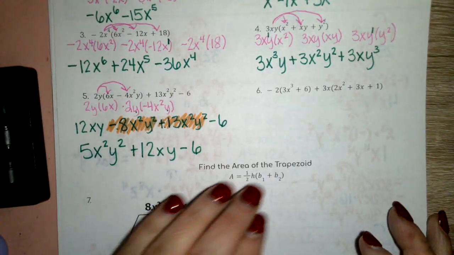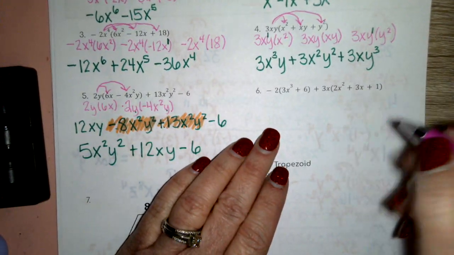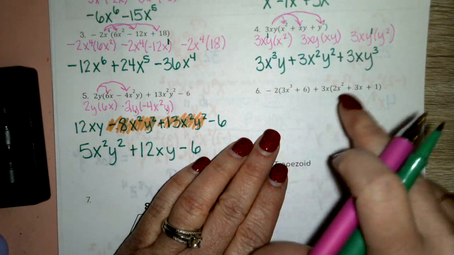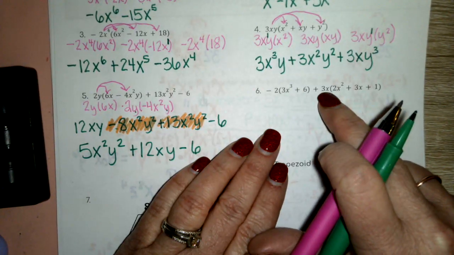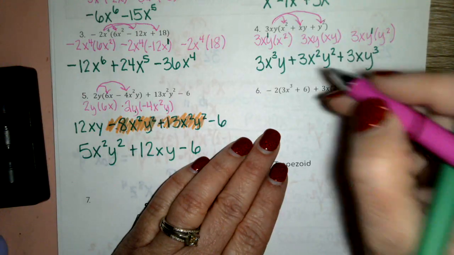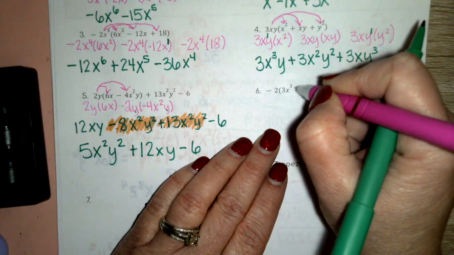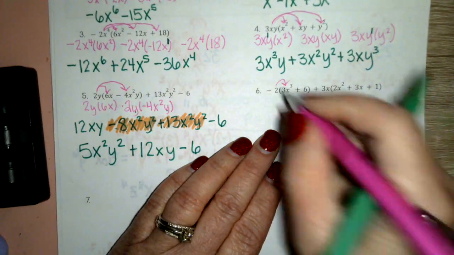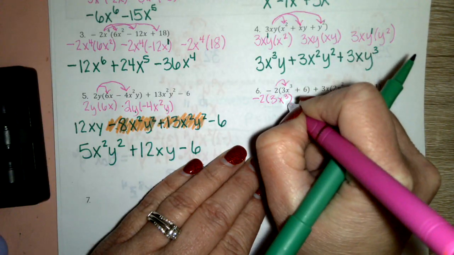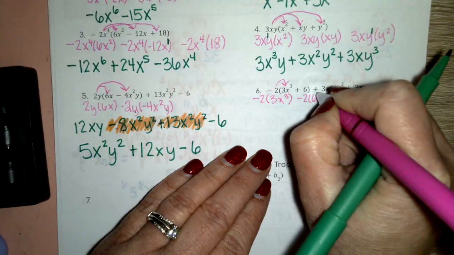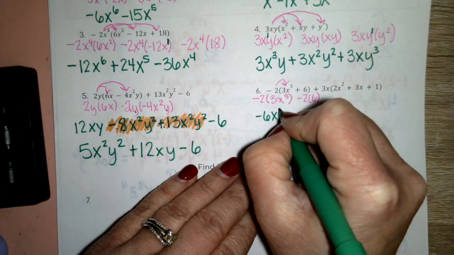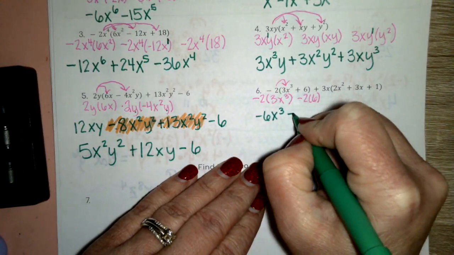Number 6, the first thing that we're going to do is to distribute. And if you look at this one, you're going to distribute this -2 to this binomial. And then we're going to distribute this 3x, this positive 3x, to this trinomial. So we've got two distributions going on in this problem. -2 times 3x cubed is -2 times 3x cubed. And then we have -2 times 6. So -2 times 3x cubed is -6x cubed. And -2 times 6 is -12.